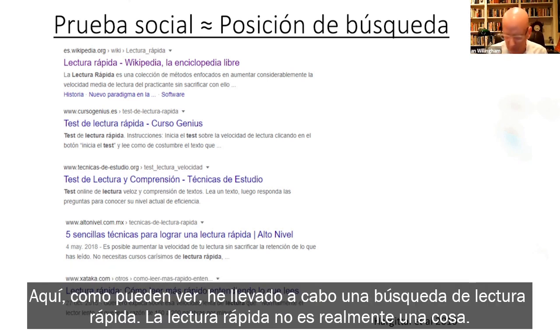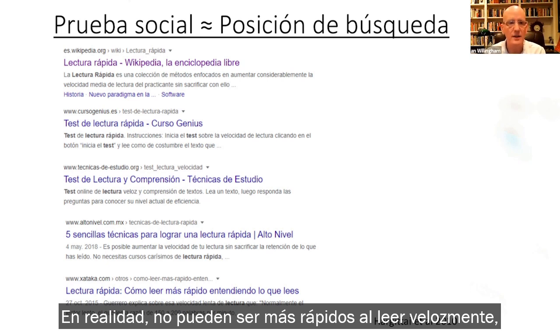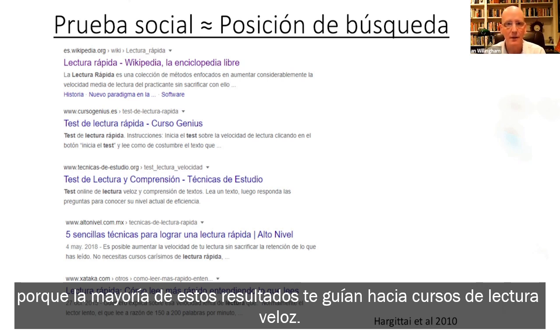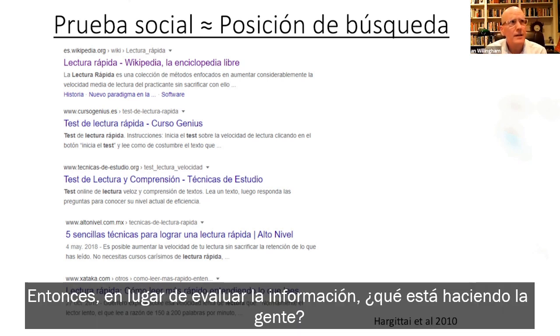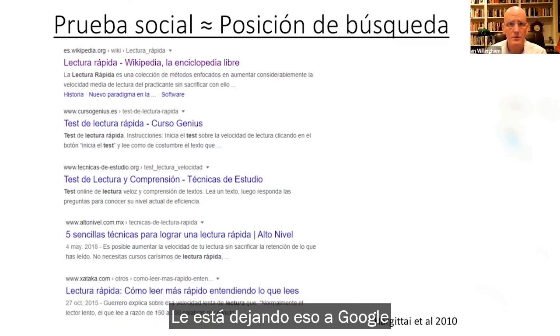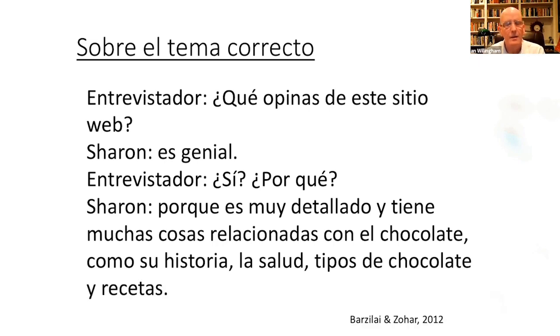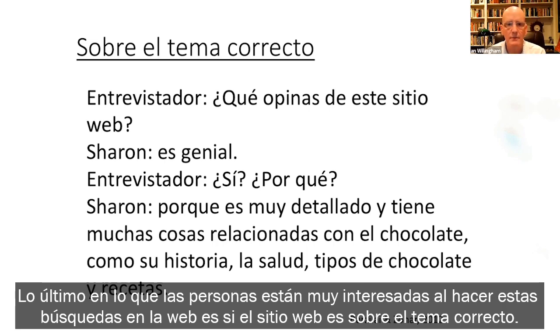Here, as you can see, I've conducted a search for speed reading. Speed reading is not really a thing. You can't actually get any faster at speed reading. But from this web search, there's not a great chance that you would find that out, because most of these hits are guiding you towards speed reading courses. So instead of evaluating information, what people are doing is leaving that to Google, and saying whatever Google returns as a prominent hit, I figure is probably a valid site.